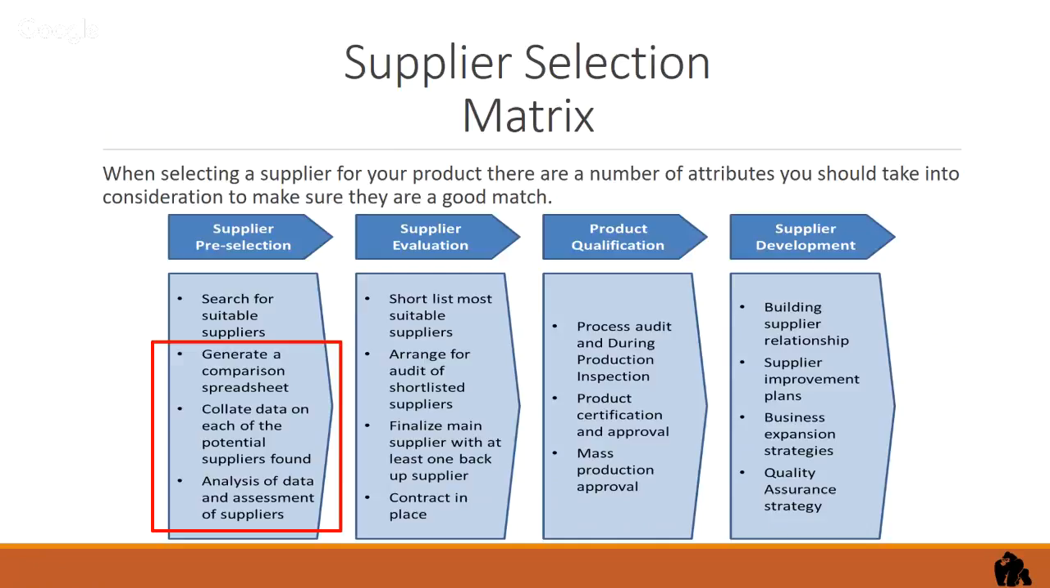So, supplier selection matrix. When selecting a supplier for your product, there are a number of different attributes that you should take into consideration to make sure they're a good match for what you want and what your product is in your business. Okay, and there's a process through this, but I'm just going to focus on the left-hand side. What I've squared around with red here is generate this comparison sheet, which I'll give you, and it's in the membership area. Collect data on each potential supplier found and analyze the data. Okay, so we're just going to be focused on this small section of this process for the moment.